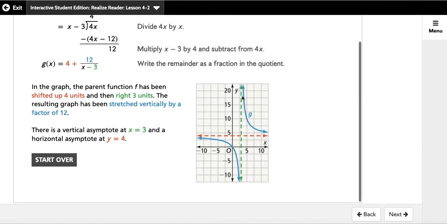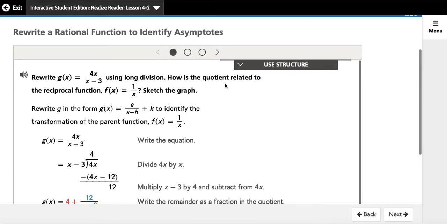To graph it, after doing the x and y asymptotes, because of the shift, 3 units to the right and 4 units up, that's where the asymptotes shifted. I would have plotted some points. I know stretching by a factor of 12, but I wouldn't know exactly where that curve would end up. So I'm going to plot points when I get to that point.